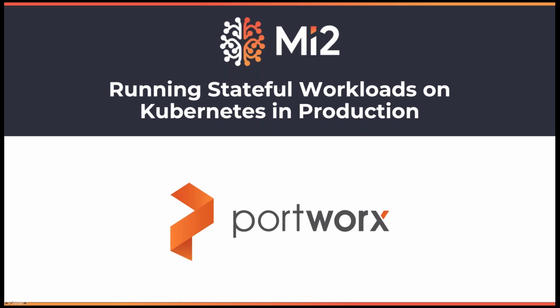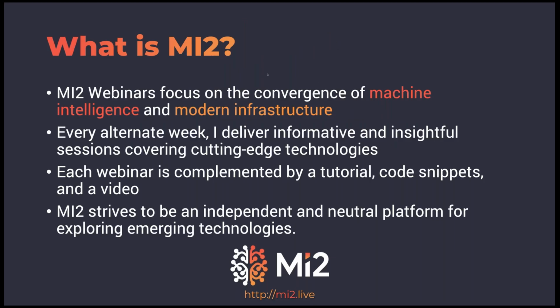So if you're attending the MI2 webinar series for the first time, let me take a minute to set the context. MI2 stands for Machine Intelligence on Modern Infrastructure. And this essentially covers two emerging technology trends. One is machine intelligence, which covers artificial intelligence, neural networks, cognitive computing, Internet of Things, and edge computing. And modern infrastructure is all about Kubernetes, cloud native, service mesh, cloud native storage, cloud native networking, and so on. Every alternate week, I bring one of the sessions from these two tracks.